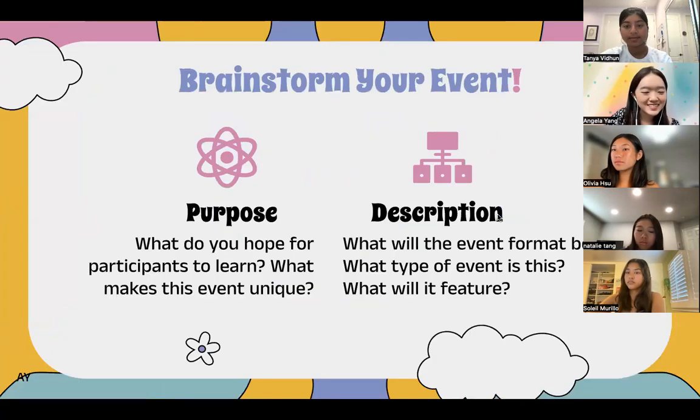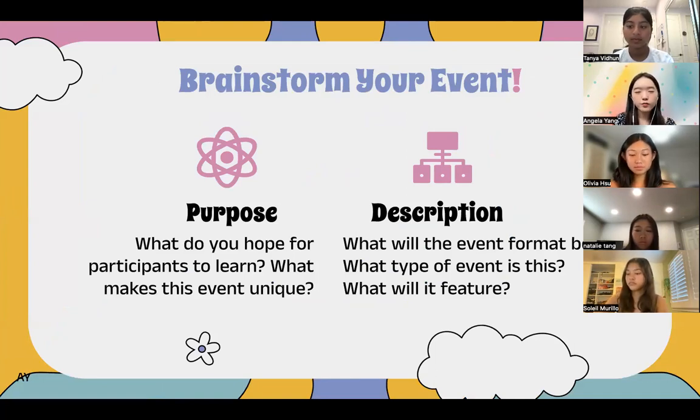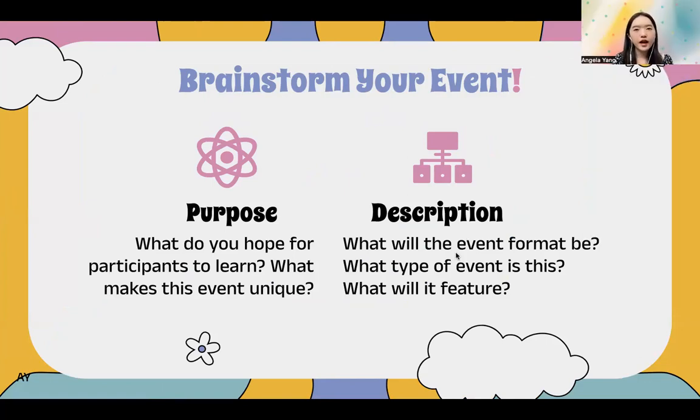Next. Okay, so on your piece of paper or on your Google Doc, I want you to write out the purpose. What do you hope for participants to learn? Maybe it's important to first go back to what fields you want them to learn about. That could be math, that could be all of STEM.